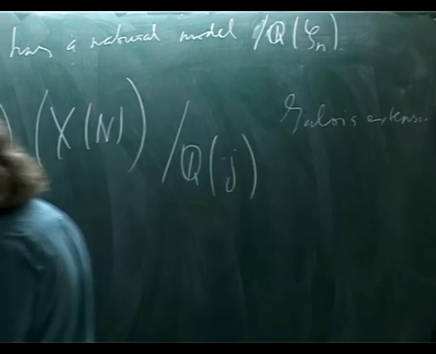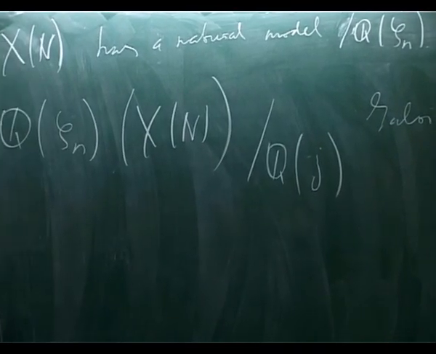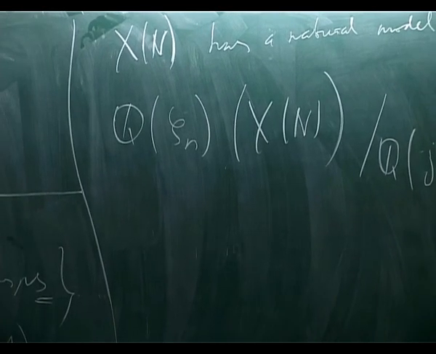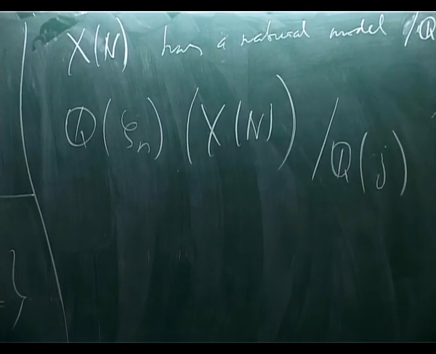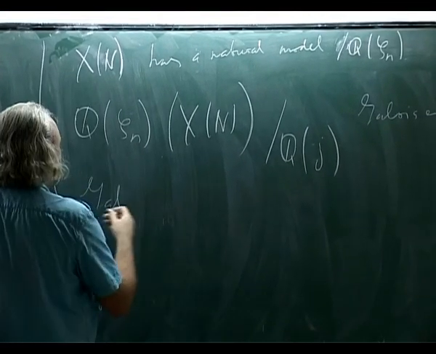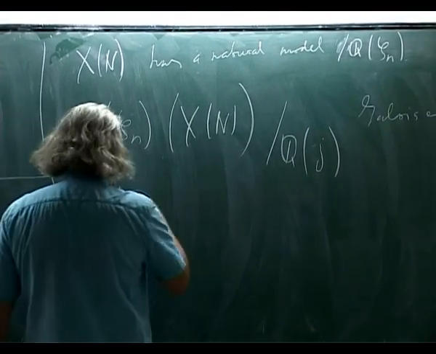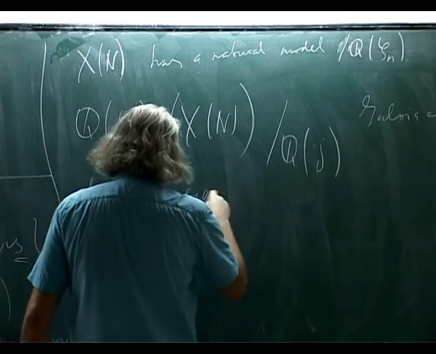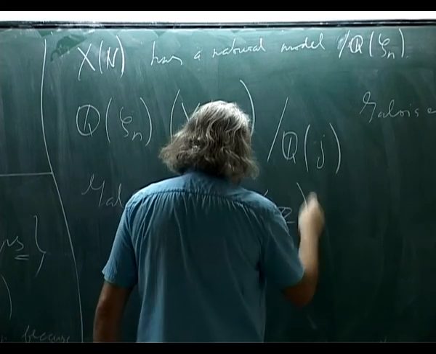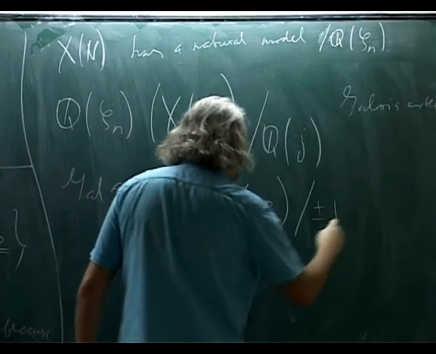And the Galois group is, in a certain sense, almost naturally, well, I say almost because one should choose some basis, and then it becomes naturally isomorphic to GL2(Z/nZ) modulo plus or minus 1.